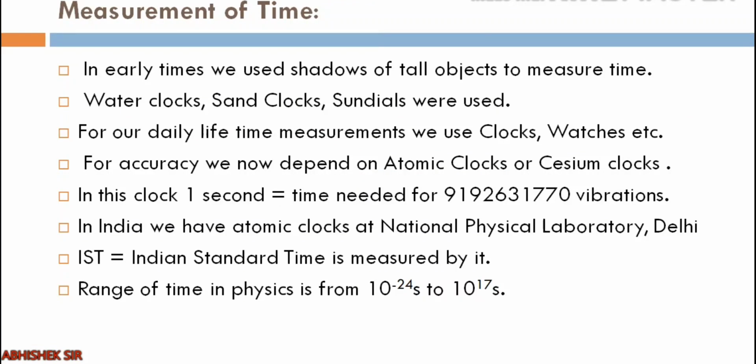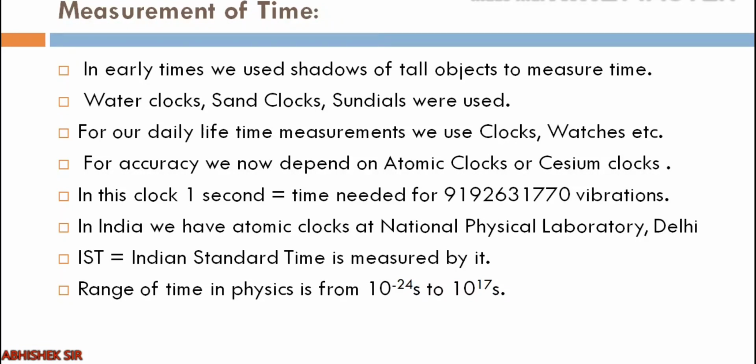Now in earlier times we used shadows of tall objects to measure time. They were known as obelisks. After that we improved a little bit and made some clocks, but then again they were not accurate, like water clocks, sand clocks, sundials. They were used, but they were not very accurate, right? So these days we are using clocks and watches.